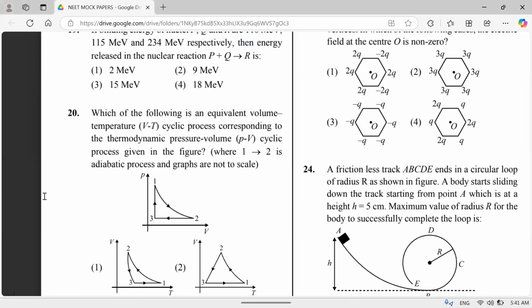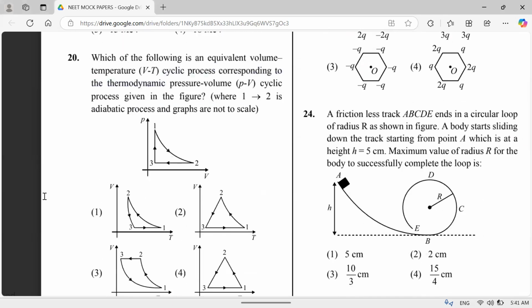Next one. Which of the following is an equivalent volume temperature cyclic process corresponding to the thermodynamic pressure-volume cyclic process given in the figure, where 1 to 2 is an adiabatic process and the graphs are not to scale? In the PV graph, 1 to 2 is an adiabatic process, which means the temperature is reducing.